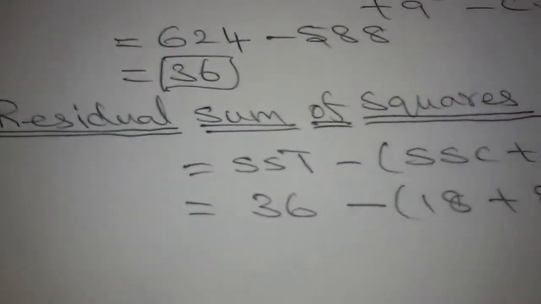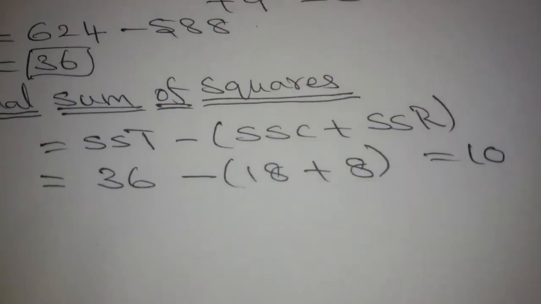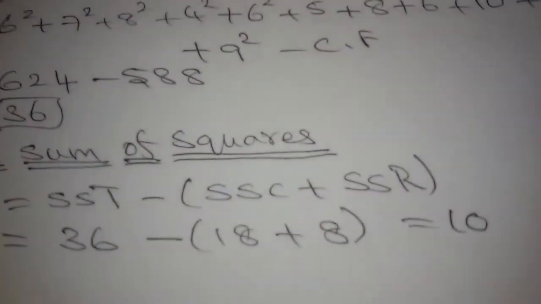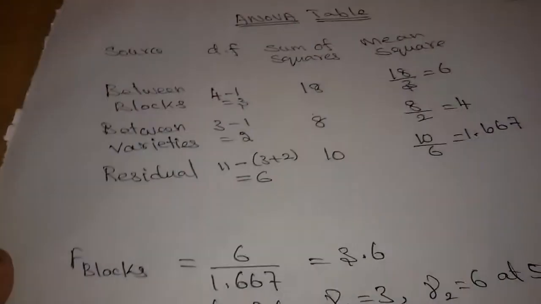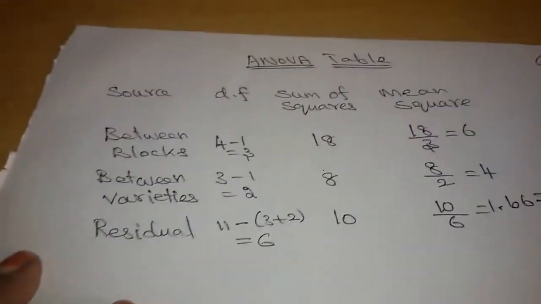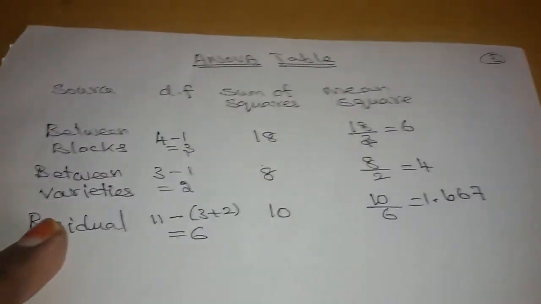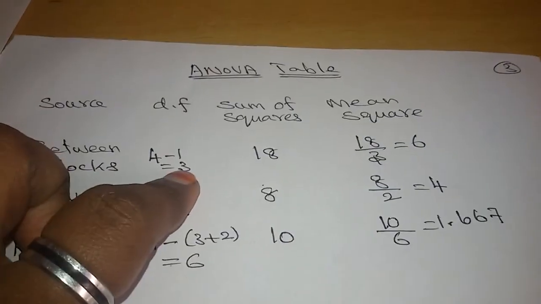The next one is residual sum of squares: SST minus SSC plus SSR. Substitute all the values, then you get the value 10 here. The next one is the ANOVA table. In the ANOVA table, you substitute all the values here. Then mean square you can find out: 18 divided by 3, next one 8 divided by 2, then next one 10 divided by 6.